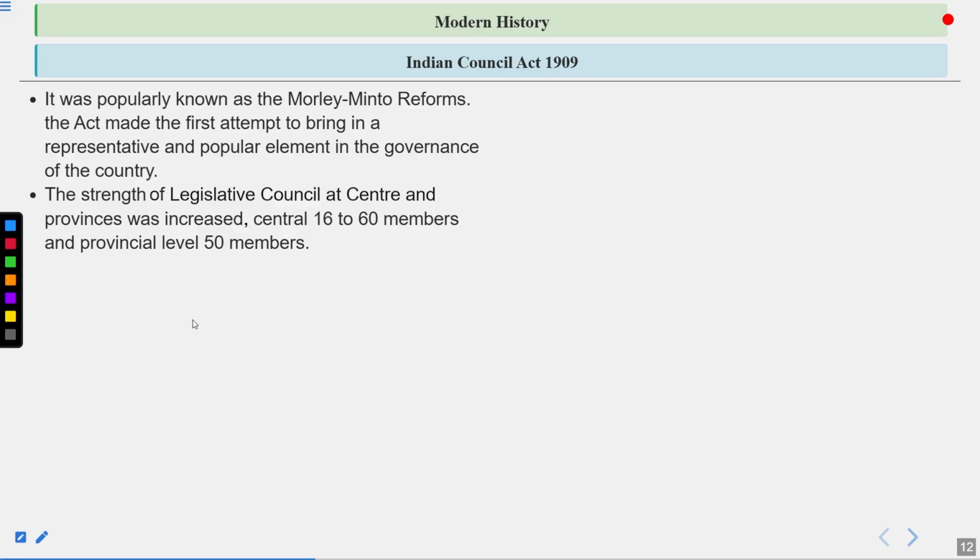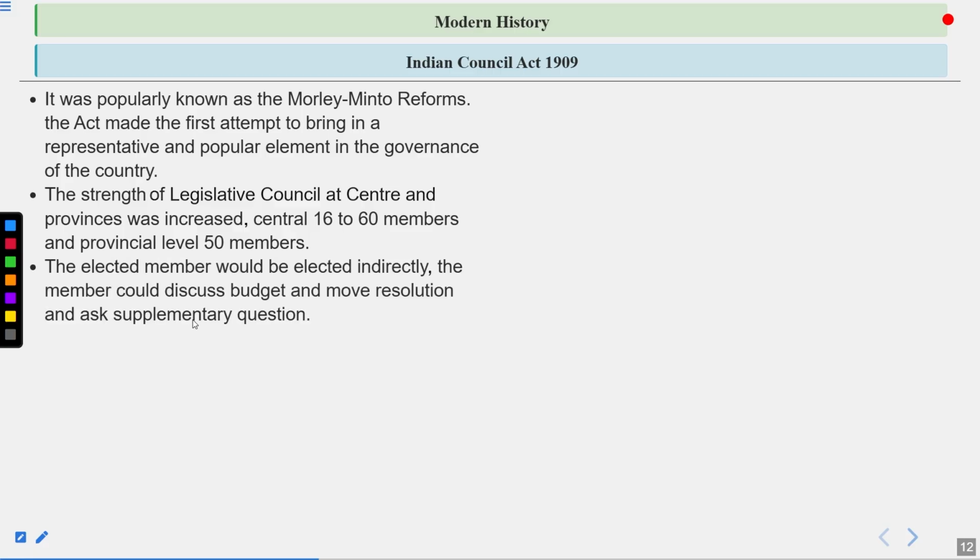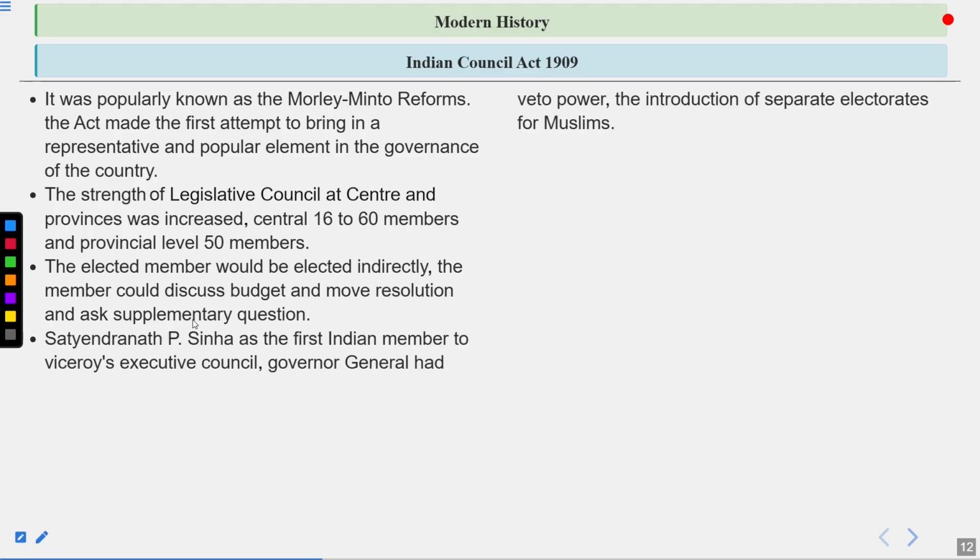Another point. This was the first time, under the 1909 Indian Councils Act, that an Indian member was added into the Executive Council of the Viceroy, and that particular member was Satyendra Prasad Sinha. Remember that name. The elected members would be elected indirectly. The members could discuss the budget, move resolutions and ask supplementary questions. So their power of asking questions and moving resolutions was also increased. Satyendra Prasad Sinha was the first Indian member of the Viceroy's Executive Council. As I was telling you, the Governor General had veto power.